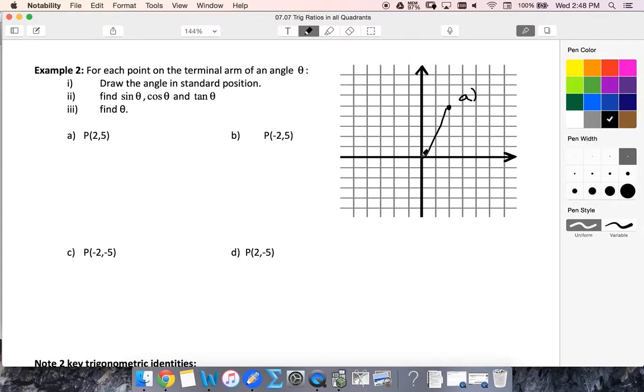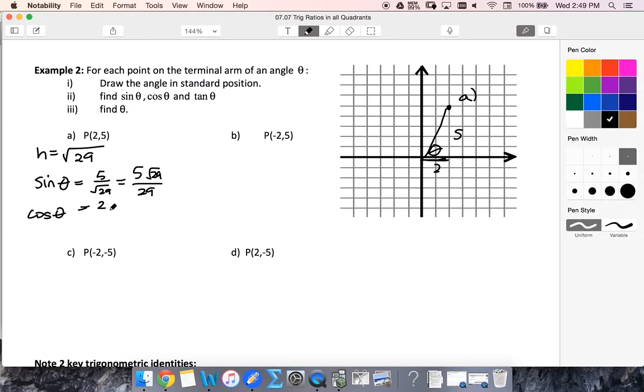So I'm going to draw the terminal arm. Here's my initial arm. So theta is down here between the terminal arm and the x-axis. I know this length is 2, this length is 5 because I'm at the point 2, 5. Pythagorean theorem tells me that the hypotenuse is going to be the square root of 29. So I can find all of my ratios. So sine of this angle is 5 over root 29, which we could rationalize, 5 root 29 over 29.